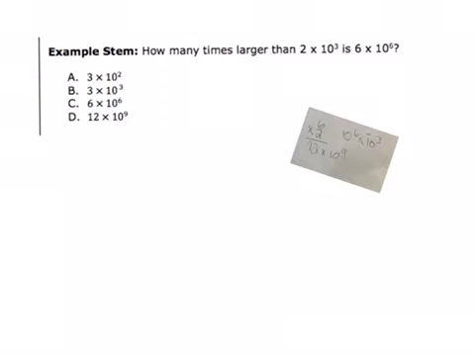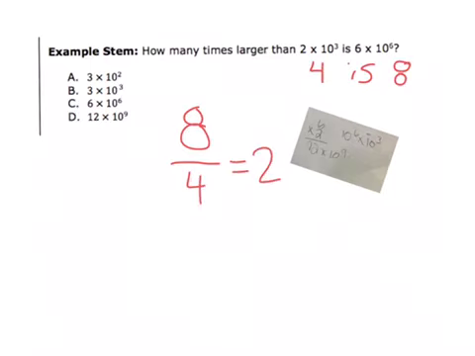It says, how many times larger than 2 times 10 to the third is 6 times 10 to the sixth? One way you could think about this is by reading it with smaller numbers. How many times larger than 4 is 8? Well, we know that 8 is 2 times larger than 4, because 8 divided by 4 equals 2.